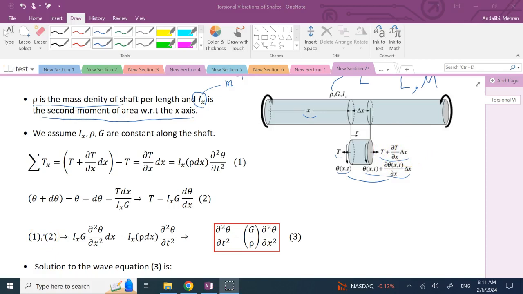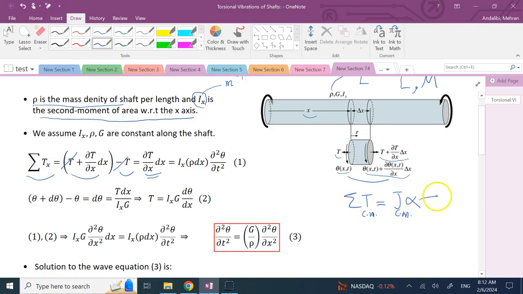If we write the equation of rotation for this element, we have the total torque along the x direction, which is T plus partial of T with respect to x dx on the right minus T on the left. If you simplify, it's partial of T with respect to x dx. This is equal to the mass moment of inertia of this element times its angular acceleration. Remember, in dynamics we had sum of T equals J times alpha, about the center of mass.